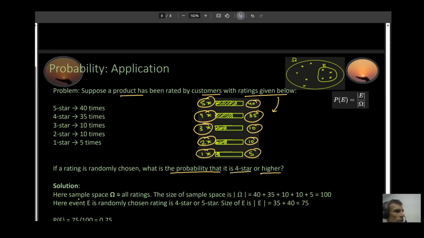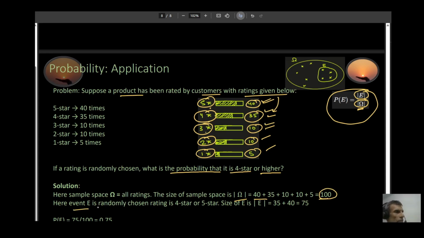In these types of questions, the first thing you do is find the size of your sample space, because to find the probability of E, I don't really need to know exactly what my sample space is. I'm working with the size. That's all I need to know: the size of my E and the size of my sample space. The size of my sample space is 40 plus 35 plus 10 plus 10 plus 5, because these are all the ratings. I just count the ratings. The answer comes out to be 100, so the total size of my sample space is 100.